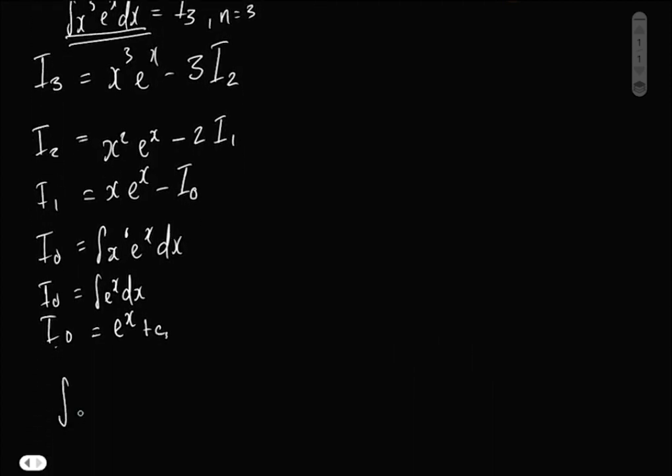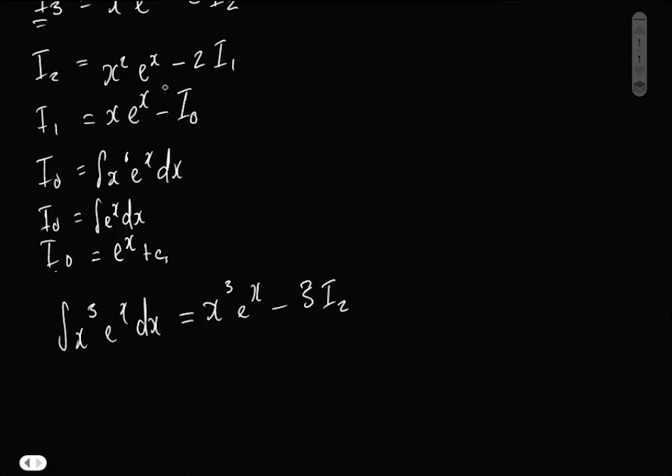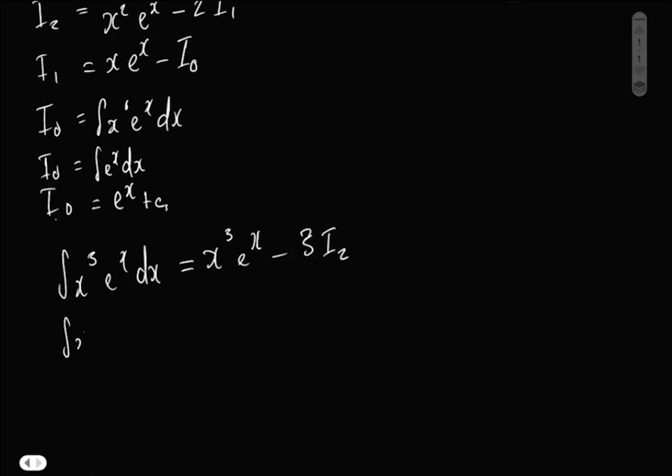So that means the integral of x cubed e to the x with respect to x is equal to, what is it? It's I3, right? We said it's I3. And what is I3? It's x cubed e to the x minus 3I2. And what is I2? I2 is this stuff, okay? So we put that. So we can say the integral of x cubed e to the x with respect to x is equal to x cubed e to the x minus 3 of I2, which is x squared e to the x minus 2I1.